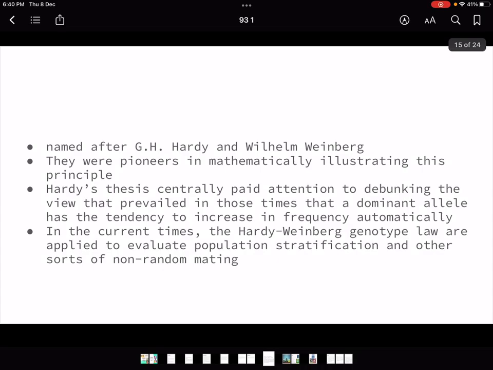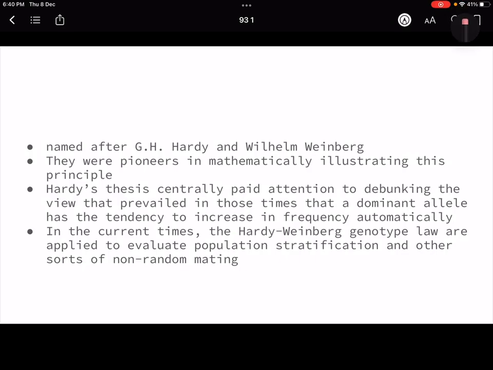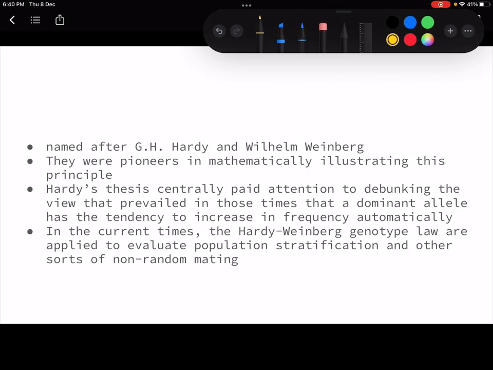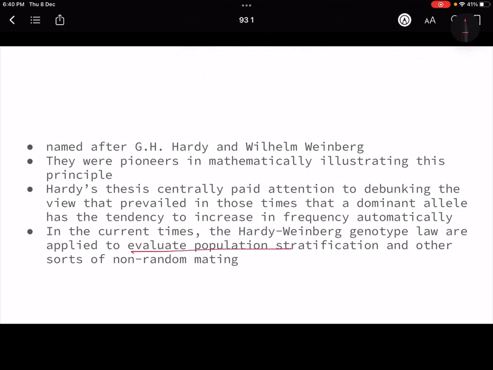In current times, Hardy-Weinberg law is used to evaluate population stratification and other sorts of non-random mating. It can also be used to see how alleles and evolution are changing, how these evolutionary trends play on a population. All these things are what we are trying to study with the Hardy-Weinberg law.